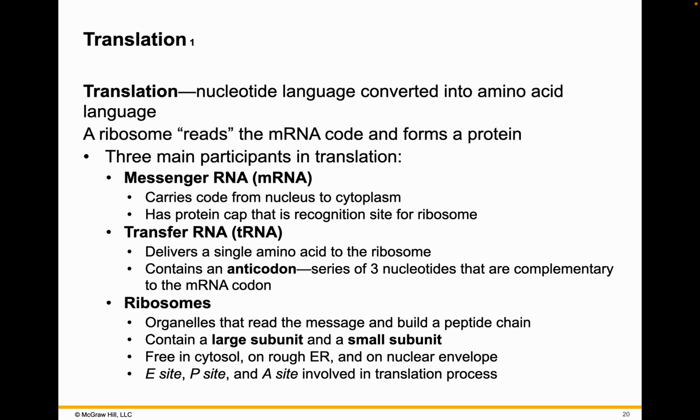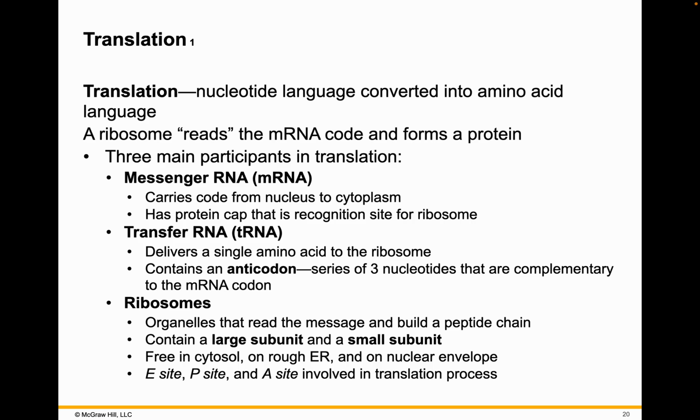Messenger RNA has the instructions. It has the sequence that tells you which amino acid goes next to which amino acid. Transfer RNA is the translator molecule. It delivers a single amino acid to the ribosome based on the codon of the messenger RNA. So transfer RNA reads the codon, and it has on its sequence an anticodon, 3 nucleotides that are complementary to the messenger RNA codon.